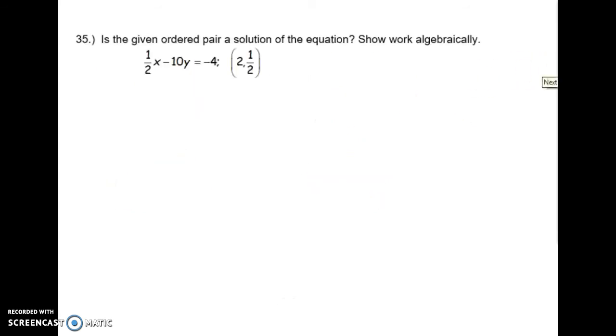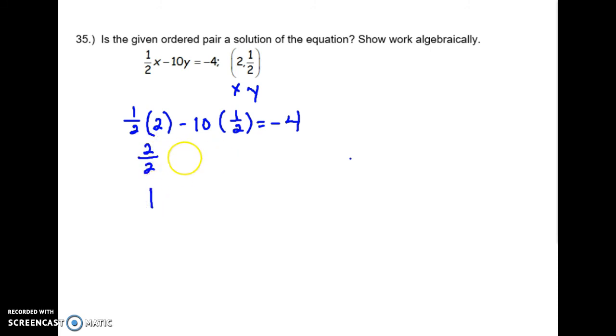Okay, and number 35. Is the given ordered pair a solution of the equation? Show your work algebraically. Well, this looks funny, but it's really an ordered pair, x and y. All right, so we're going to substitute in 1/2 times our x, which is 2, minus 10 times our y, which is 1/2, is equal to negative 4. 1/2 times 2 is 2/2, which is equal to 1. Okay, minus 10 times 1/2 is 10/2, and that's 5. Okay, does 1 minus 5 equal negative 4? Yes, it does, so therefore the answer is yes.